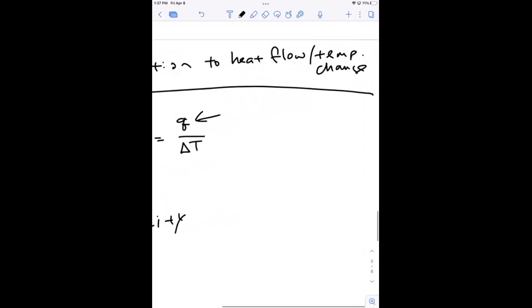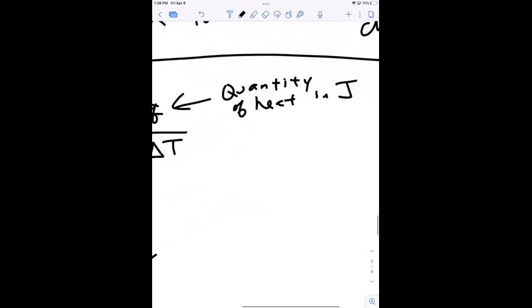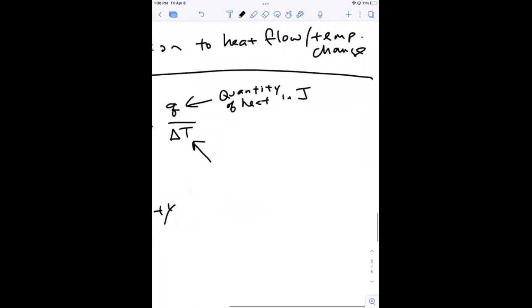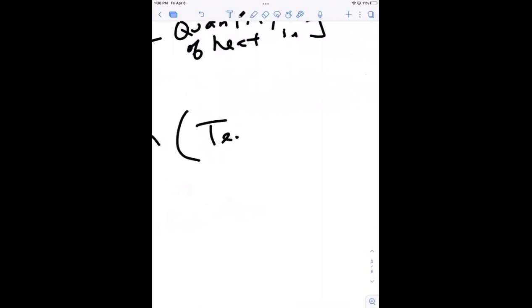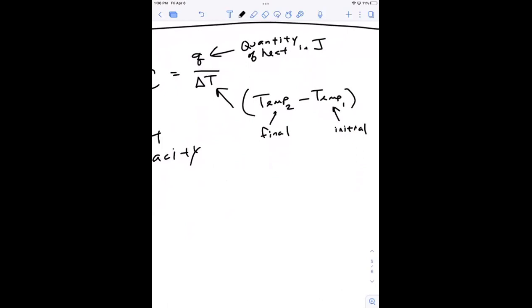Q is the quantity of heat, which is measured in joules. And then delta T is the change in temperature. This is the final temp, and this is the initial temp. Delta is just a symbol for change. Anytime you see that in front of a term, it's just a change. So delta T is the temperature change, final minus initial. Q is the quantity of heat, and then C, uppercase C, is the heat capacity.